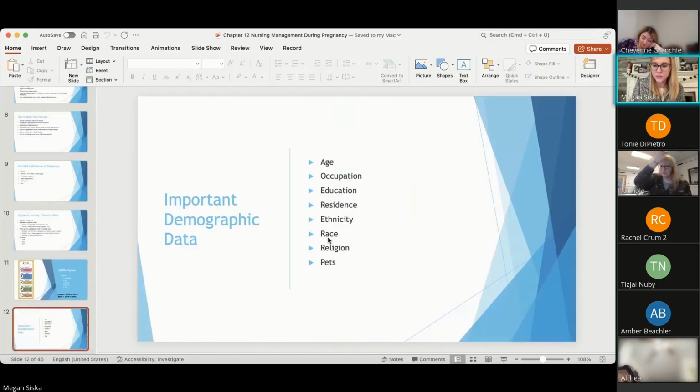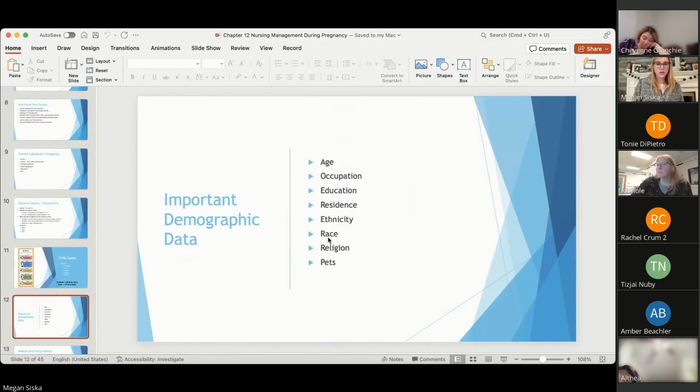Okay. All right. Other things that we gather, age. I mentioned occupation, how taxing is their job, or how many hours or how many jobs, their education level, where do they live, who do they live with, their ethnicity. We do know that certain ethnicities are at higher risk for certain disorders in pregnancy, their race, their religion, and pets. I know that seems silly, but we'll get to talking about cats here in a bit.